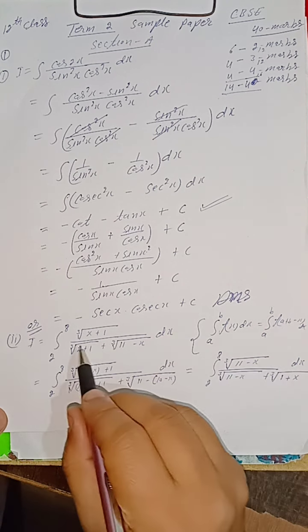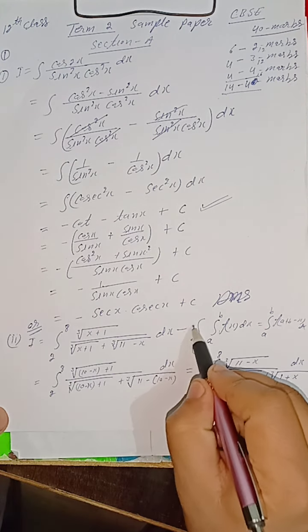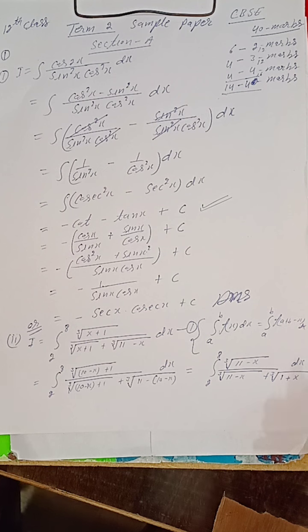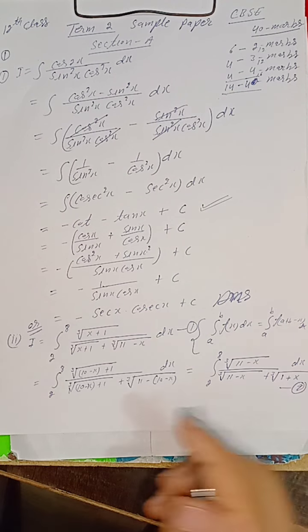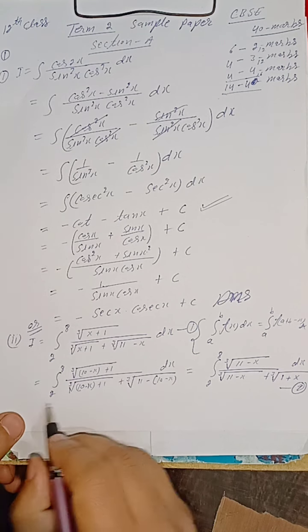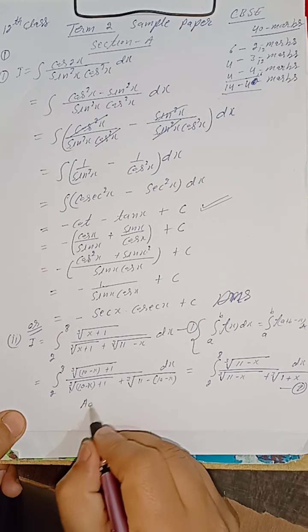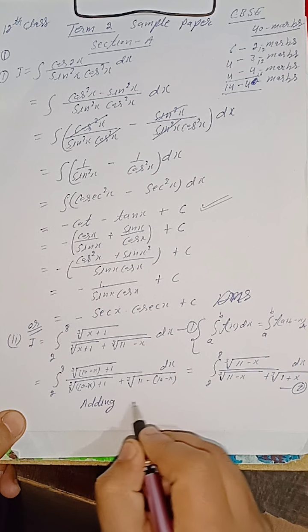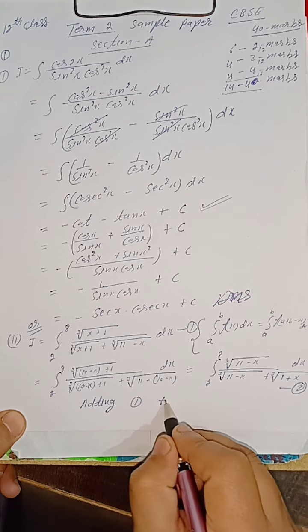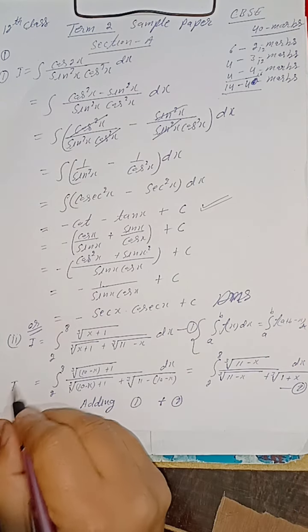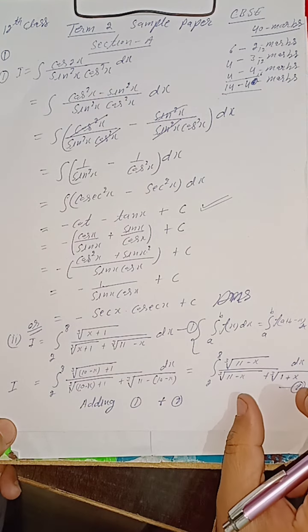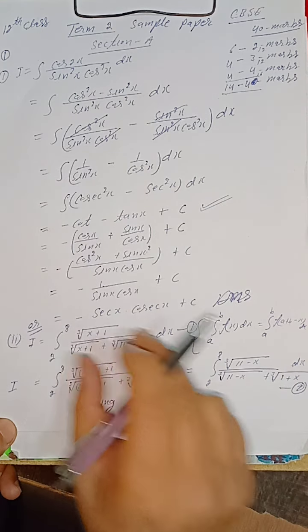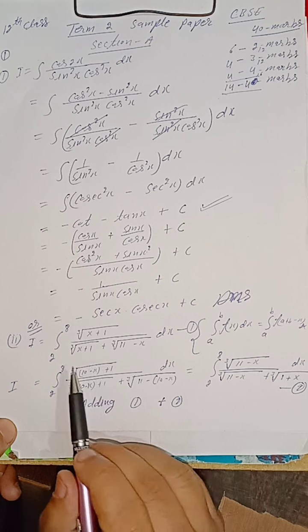Now we'll write, this is number 1 and number 2. So the next step is adding number 1 and number 2. This is again the value of I.